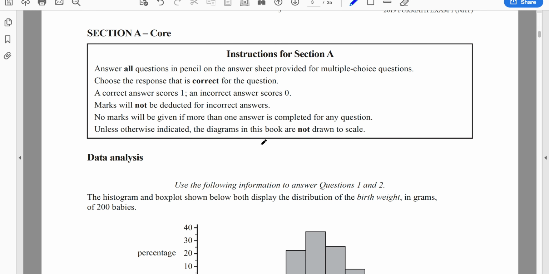Okay, welcome Year 12s. In this video, I'm going to run through the core section of your trial exam. I'm not going to go through every question. I'm going to go through the ones that are listed just in the description.